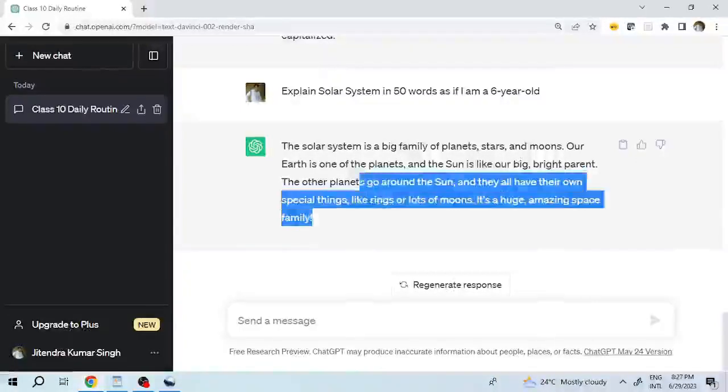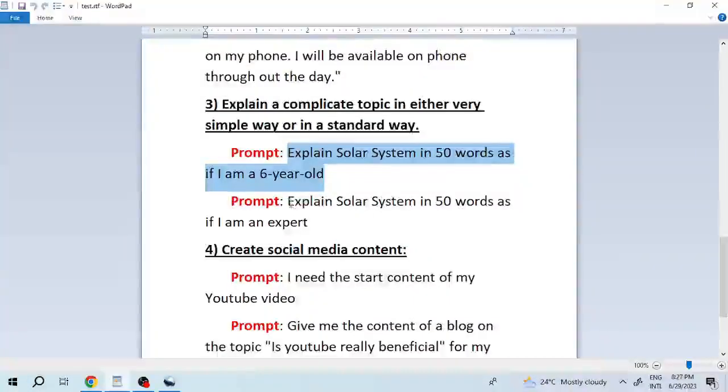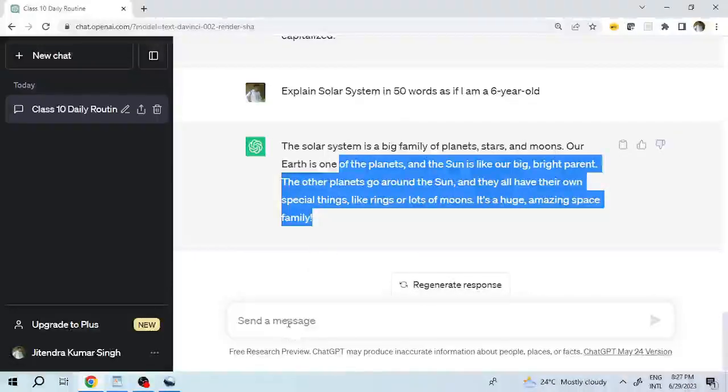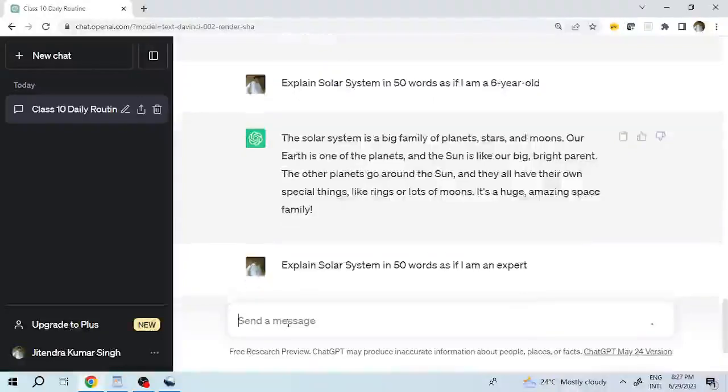So it has explained it in terms of the family so that a child can understand it. But if we want to explain it in a standard way to a grown-up person, then how will it be explained? So for this I have created this prompt, and now I am running it in ChatGPT, and let's see how it is going to explain.